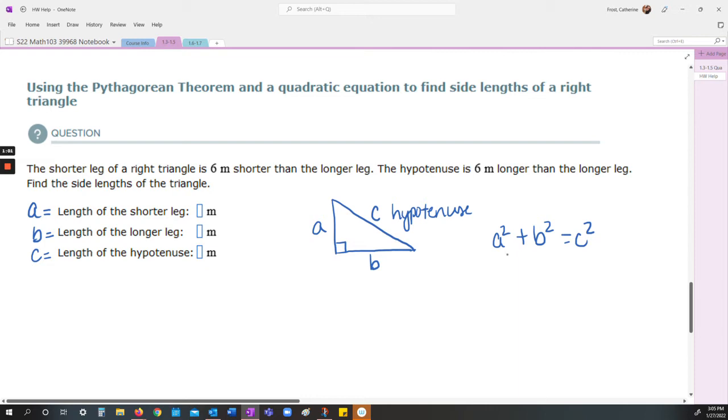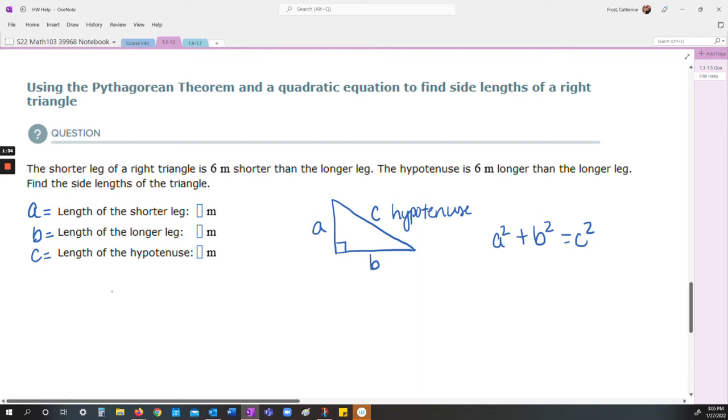Okay, so they gave us some information relating A and B and C in a different way. So we're going to see if we can write a single equation with just one variable using all of this information. So we have the shorter leg of a right triangle is 6 meters shorter than the longer leg. So A is 6 meters shorter than B. The hypotenuse, that's our C, is 6 meters longer than the longer leg. So C is 6 meters longer than B. Find the side lengths of the triangle.